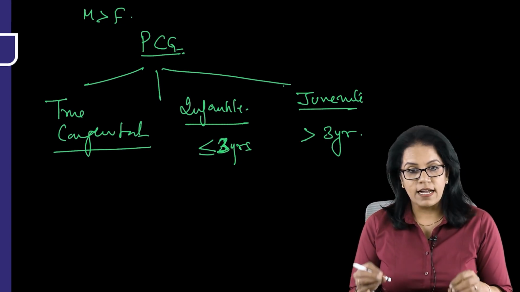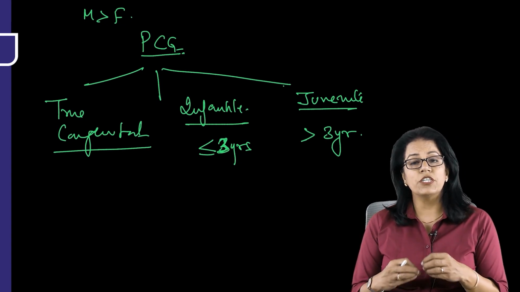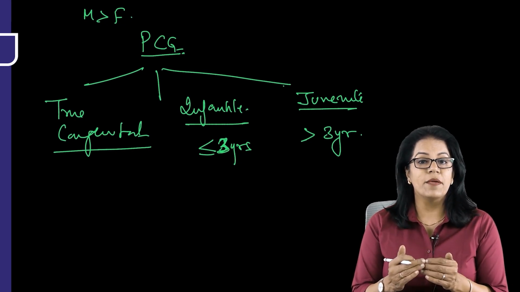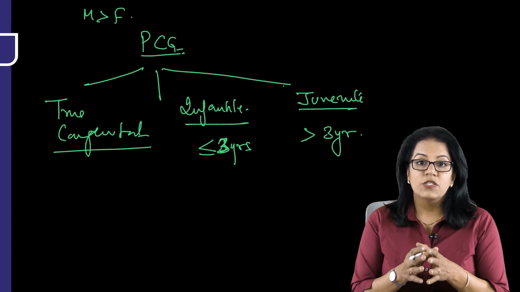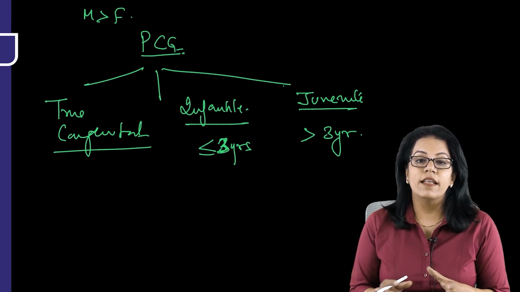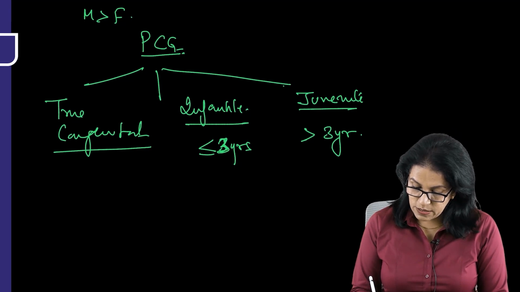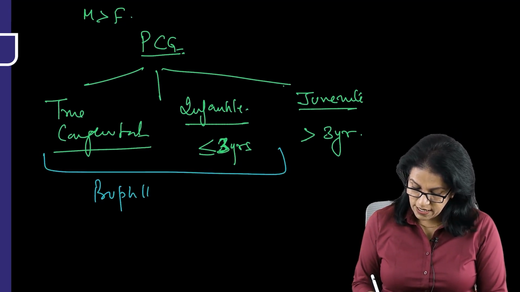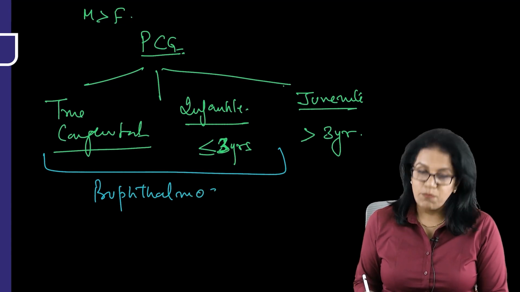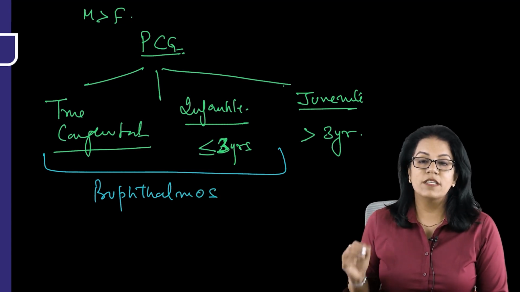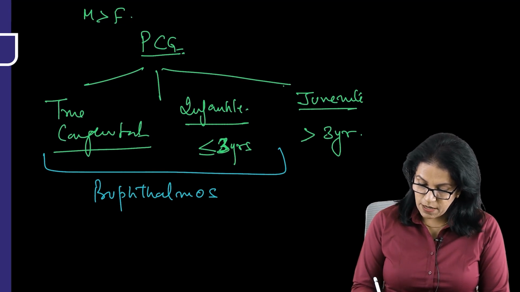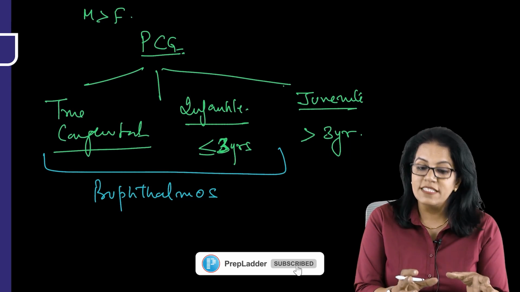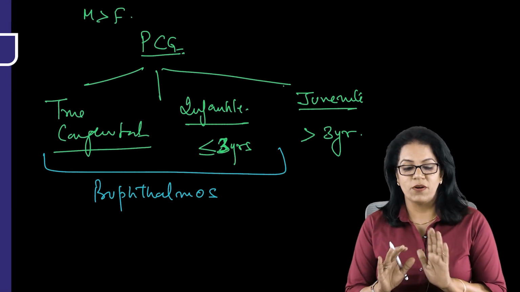Now let's understand here. In a small child, the sclera is very soft. So whatever pressure is rising in the eyeball is causing stretching of the sclera and enlargement of the eyeball, and this is what is called ophthalmos. So what is ophthalmos? It is nothing but enlargement of the eyeball, which will happen in either true congenital or infantile, but not in juvenile.